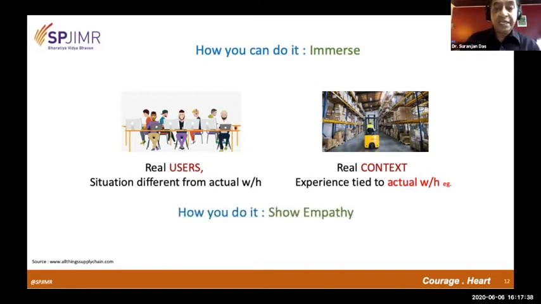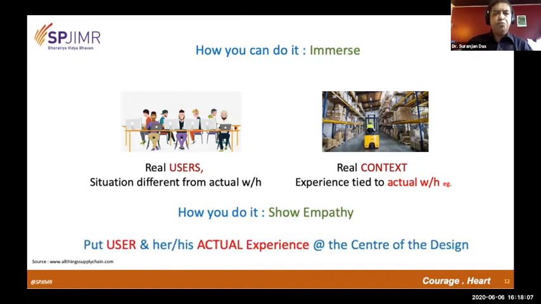But what you also need is that you need to show empathy. And how does one show empathy? You see the users, you see their world. It's very important how you see their world. You appreciate those people as human beings. Very important. Nowadays, you also need to include animals. You need to understand the feelings, and of course, you need to communicate. So these are broadly the four ways by which you show empathy. And finally, we put the user and the user's actual experience in the center of your entire thinking. The user and the user's experience has to be in the center of the entire thinking process.